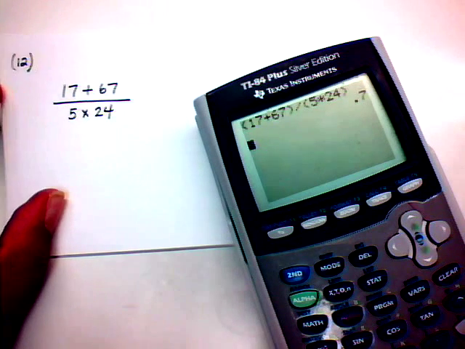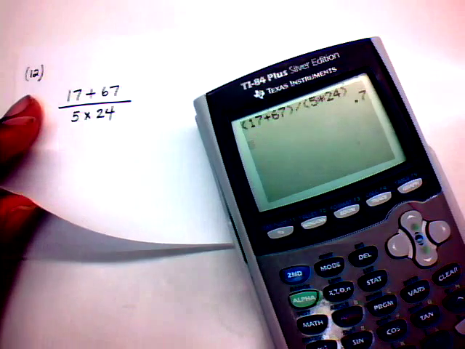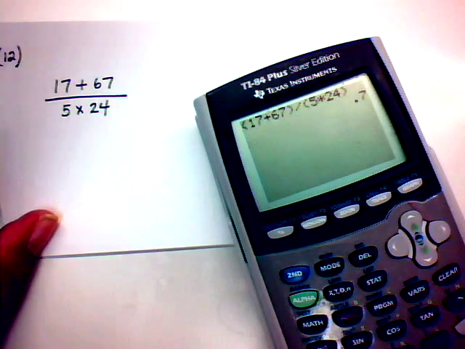Now, to two decimal places, it'll be 0.70. Or you can write it as 0.7 as your answer.